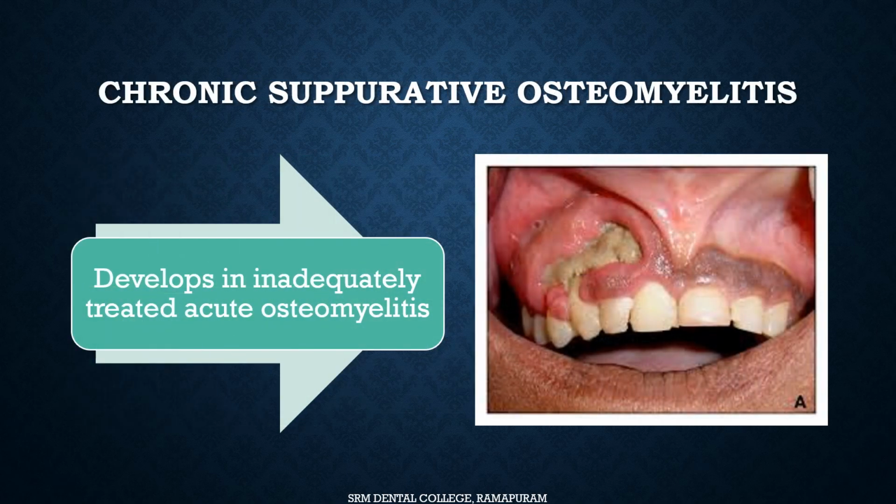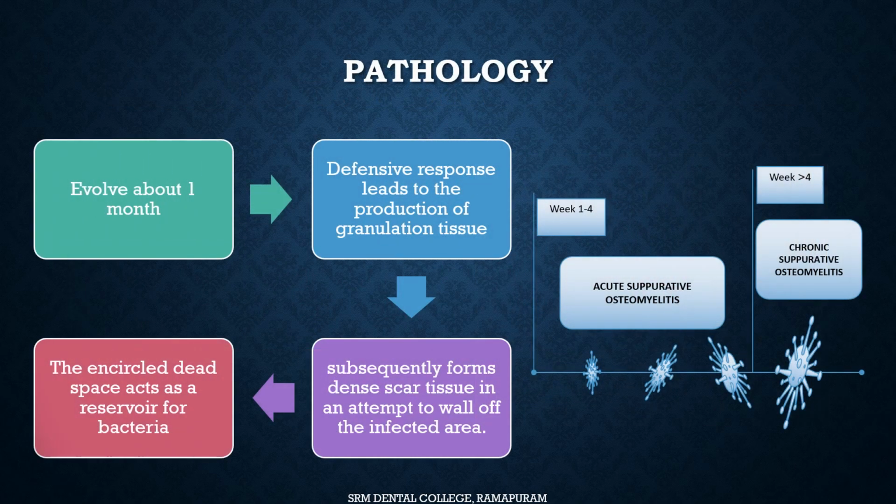Chronic suppurative osteomyelitis usually develops as a result of inadequately treated acute osteomyelitis, and rarely it may also develop as a complication of radiation therapy. Coming to the pathogenesis, when acute suppurative osteomyelitis is inadequately treated, our body's defenses try to produce granulation tissue in an attempt to wall off the infected area. This encircled area acts as a reservoir for bacteria, resulting in development of chronic suppurative osteomyelitis.